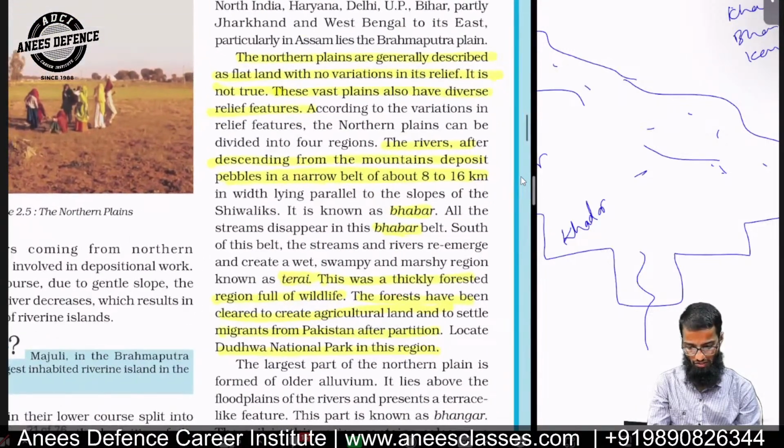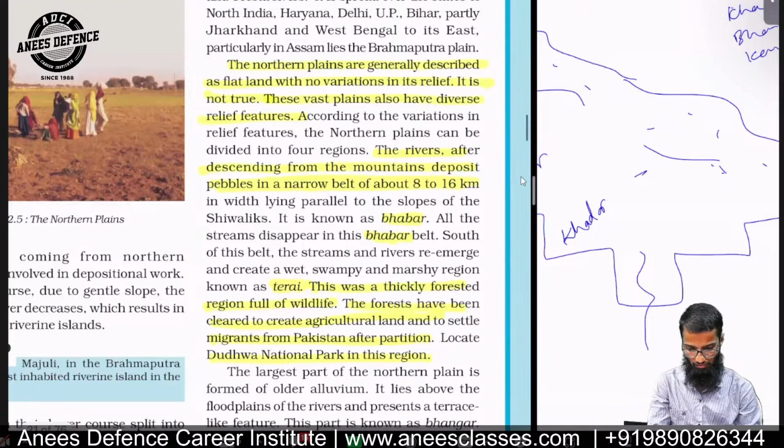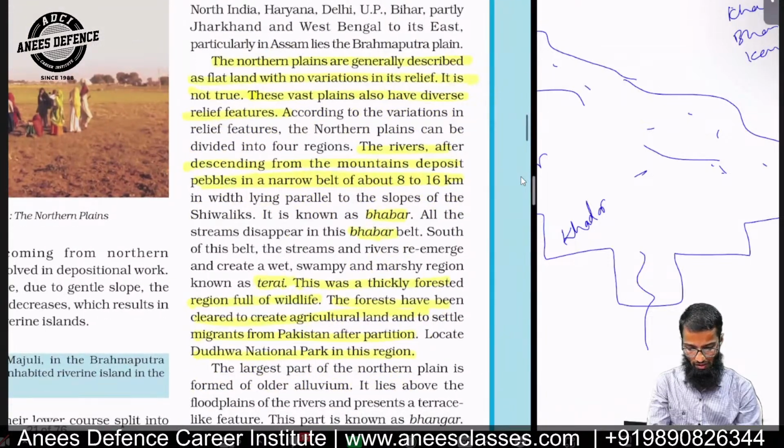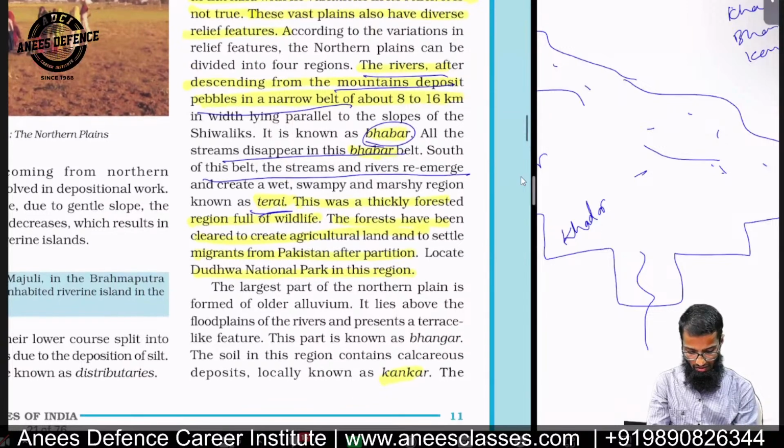Look at this passage. The rivers descending from the mountain deposit pebbles. These are known as Bhabar. And then all the streams disappear in this belt called the Bhabar belt. South of this, the streams and the rivers re-emerge, which is called the Tarai. Right? And the forest, you know about this.